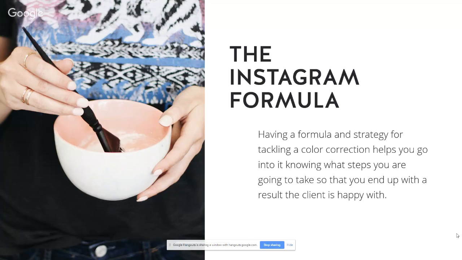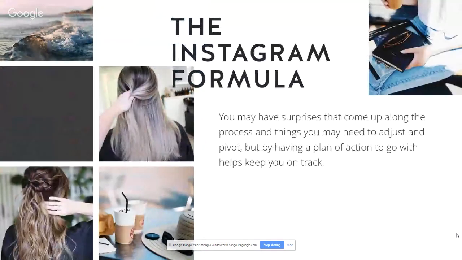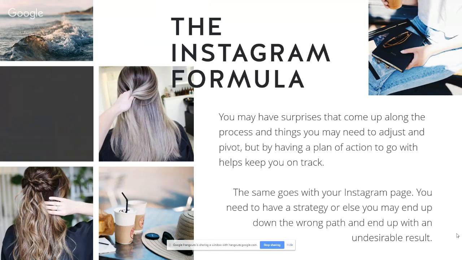And obviously we want the clients to be happy, but we want this to be a result that you're happy with too. So obviously, as you're going through your color correction or any type of service that you're doing, you may have surprises that come up along the process and things that you might need to adjust or pivot. But having a plan of action to go with helps keep you on track. The same goes with your Instagram page. You have to have a strategy or else you may end up down that wrong path and end up with the undesirable result, right? And that undesirable result, again, would be getting burnt out, not loving your job. And I want you guys to have a strategy in place. And again, things might need to adjust. Things might need to pivot.